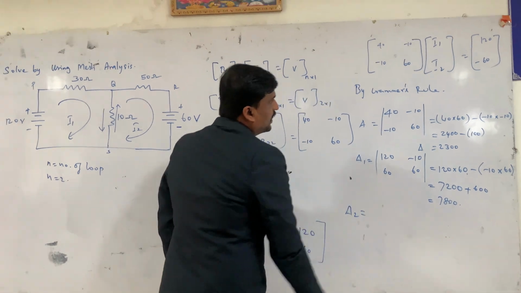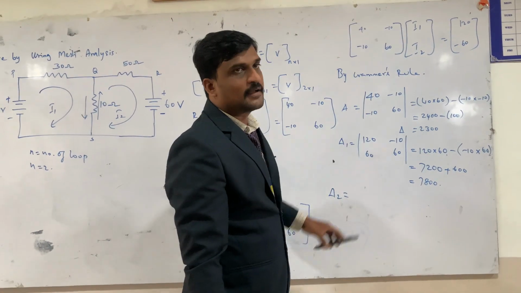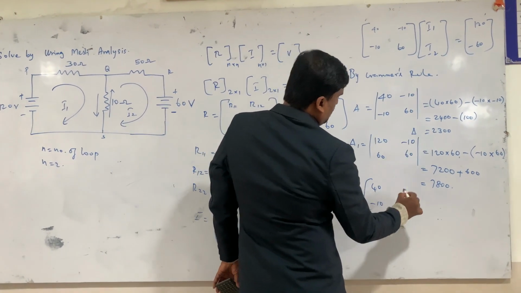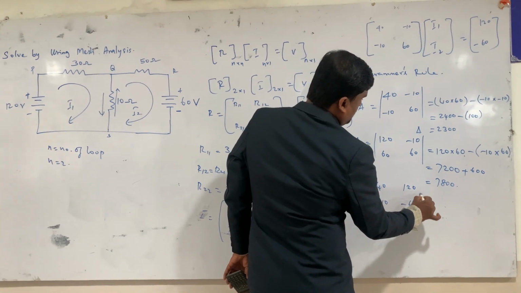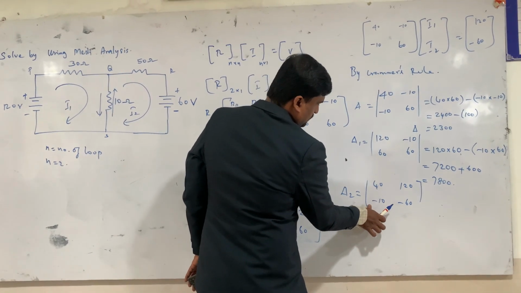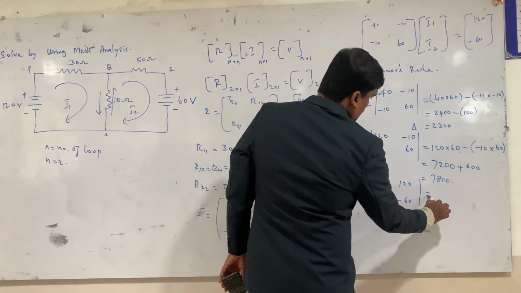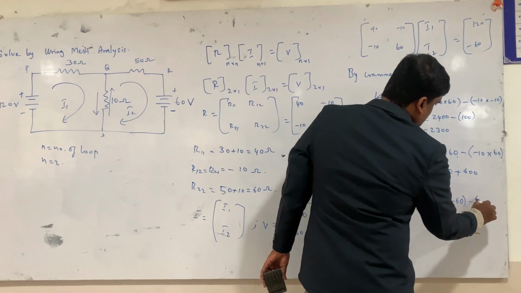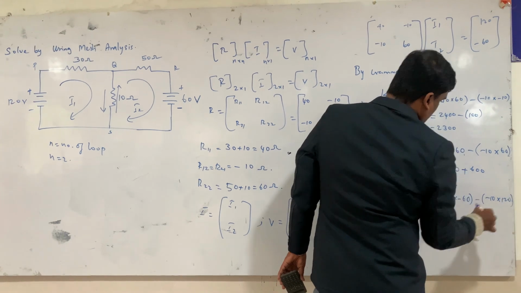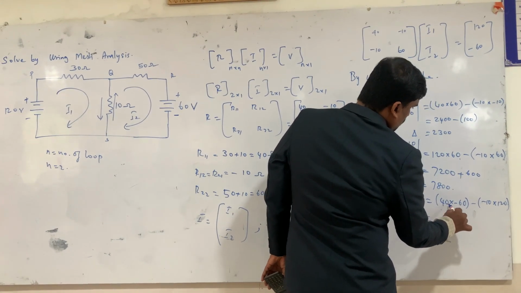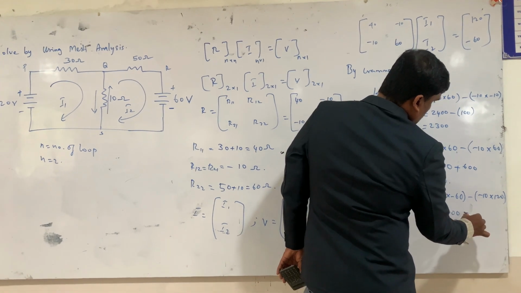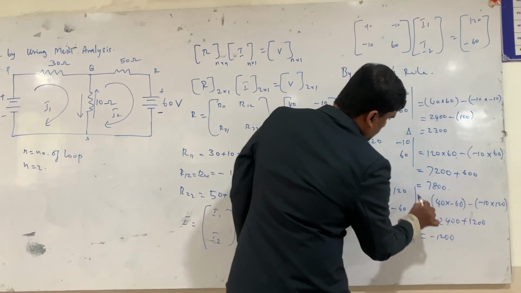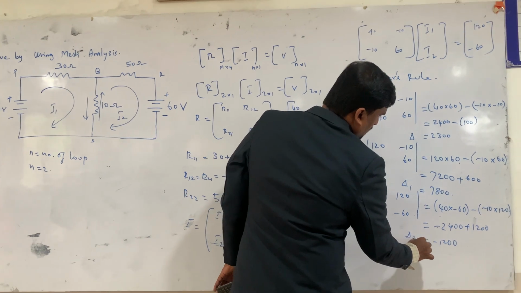Next del 2, we replace the voltage matrix in the second column. So 40, minus 10, 120, minus 60. Determinant, so here it is equal to 40 into minus 60 minus minus 10 into 120. So it is minus 2400 plus 1200. So it is minus 1200. This is the value for del 1 and this is the value for del 2.